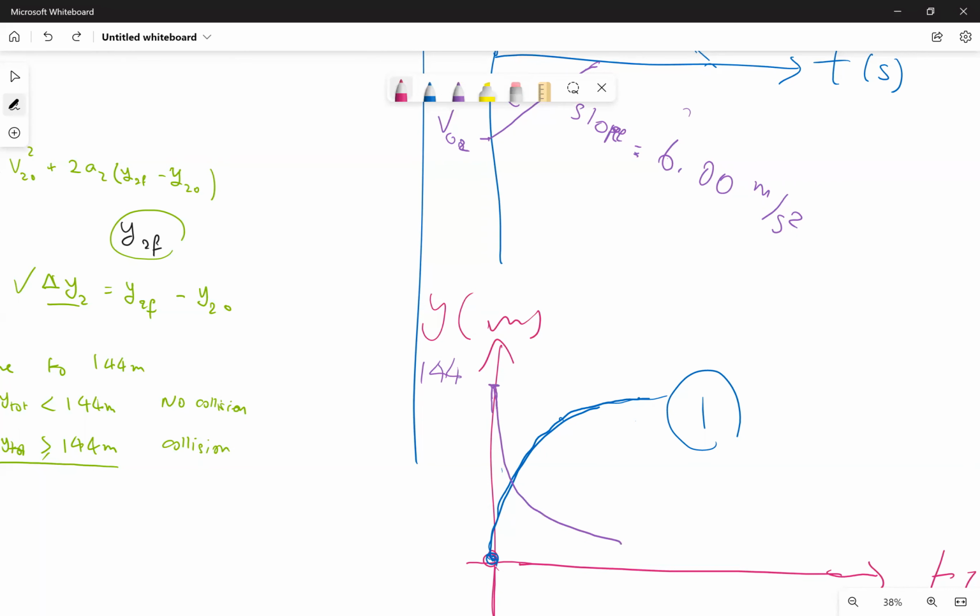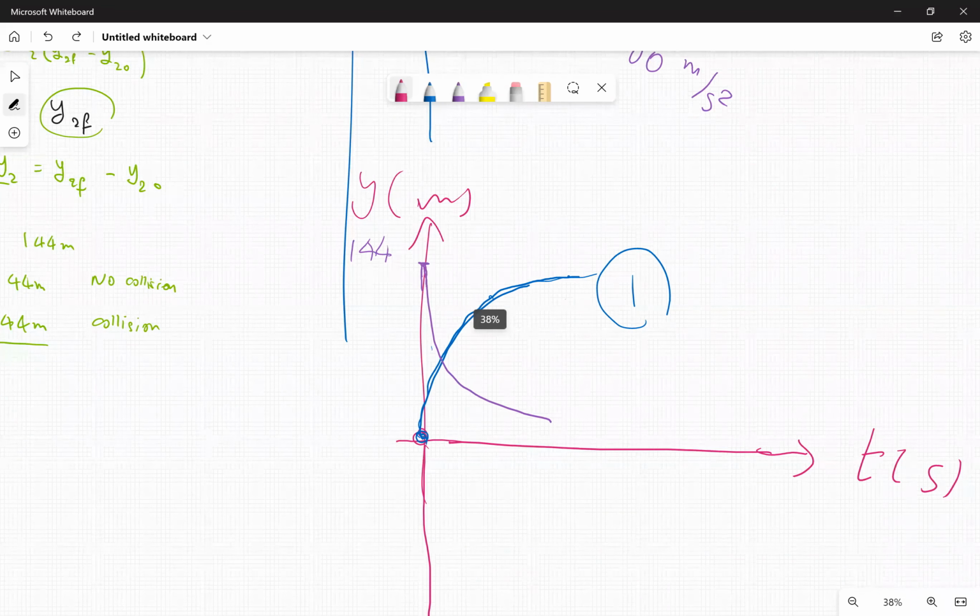Now you have these two graphs, and let's say the two cars collide, as some of you did in class. If the two cars collide, then at this point the two graphs intersect, and that means at a specific time, this t, I'm going to call it tc.